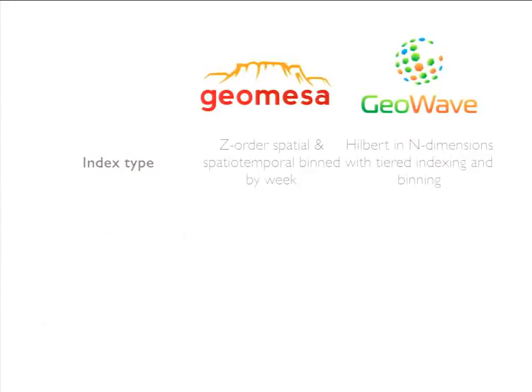So the index type is the big difference here. GeoWave was developed as a general n-dimensional indexing scheme on top of Accumulo, with spatial and spatio-temporal being the cases that are actually used. So it's the use case, but it actually supports n dimensions. GeoMesa has the z-order curve, so the Hilbert versus z-order curve. They're just two different space-filling curves, but GeoMesa provides spatial and spatio-temporal support. And then the two things, tiered indexing and binning, are two features of the Accumulo index that GeoWave supports.